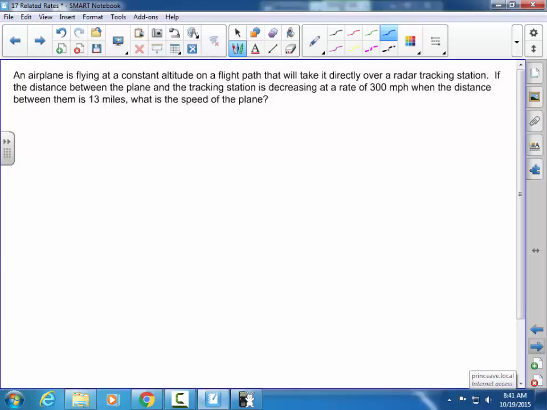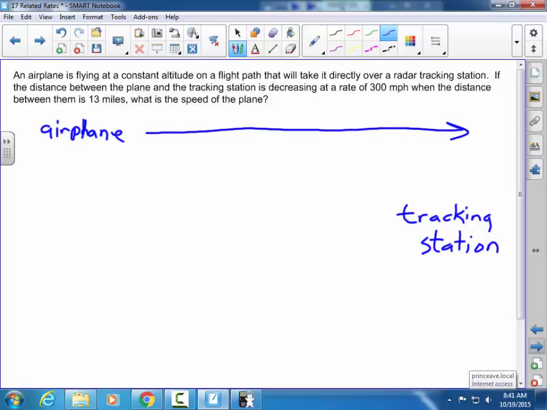So let's get us a picture here. Okay, we've got an airplane. And we've got a tracking station. So the airplane is flying a flight path that will take it directly over the tracking station. So he's headed this way. And I know that's not a straight line, but let's believe it is, okay?